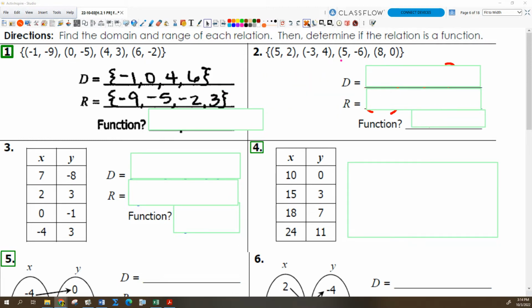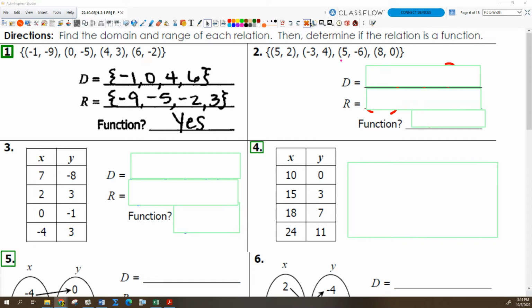Okay, thumbs up or down. Is this a function? It is, right? It is a function, isn't it? It is, because notice that each element of the domain only has one element of the range associated with it. It only pairs with one element of the range. So yes, it is.